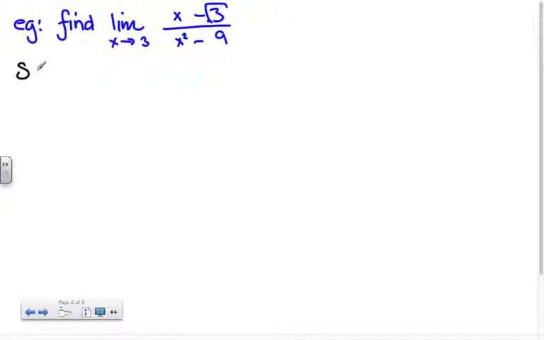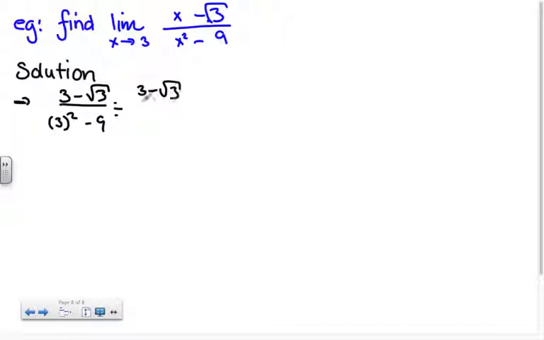So, by direct substitution, the square root of 3 minus square root of 3 over 3 squared minus 9 is equal to 0 over 0, which is a problem, isn't it? We know that the denominator cannot equal 0, so direct substitution doesn't work in this situation. But what I can do in this situation, once again, is factor the problem.